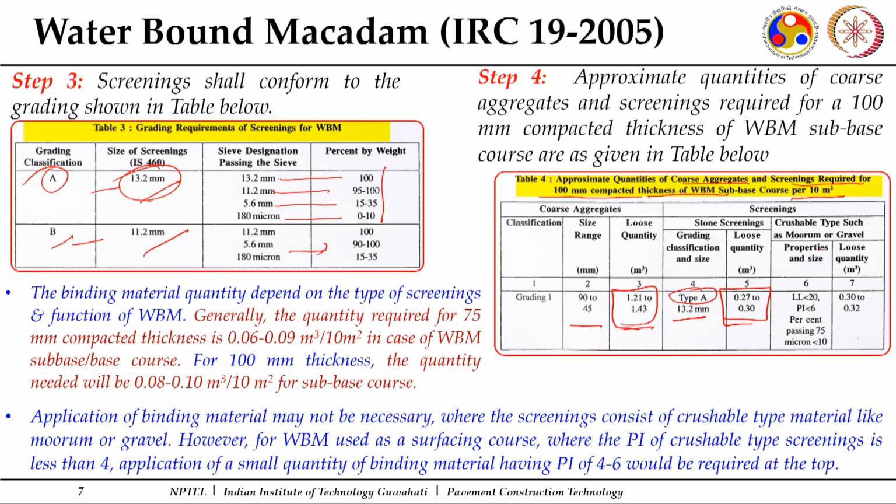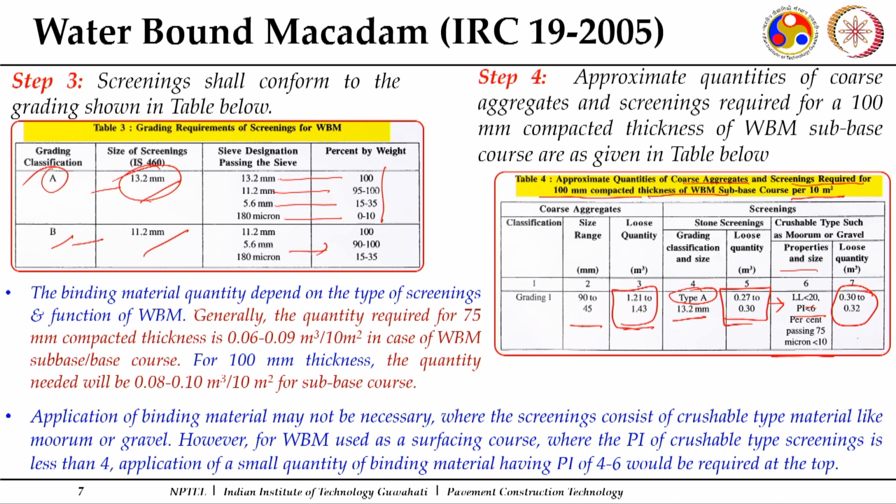And if these are stone screenings, there may be certain screenings which may come from muram or gravel, which are more susceptible to crushing during compaction. So, there they fix certain criteria, properties and size. For those kinds of screenings which are susceptible to crushing, the liquid limit should be less than 20 and plasticity index less than 6, and the percentage passing 75 microns should be less than 10. In addition to that, the quantity of the screenings in loose quantity is also mentioned.